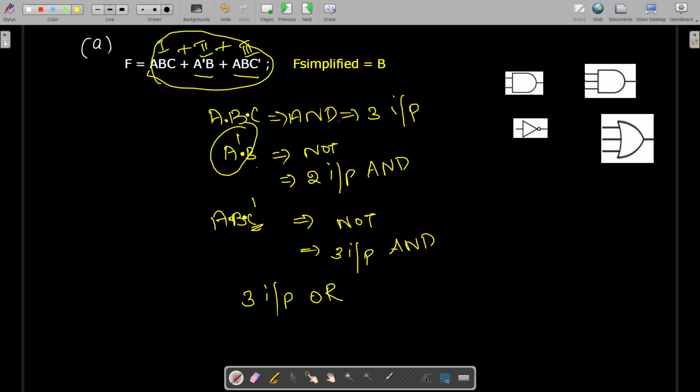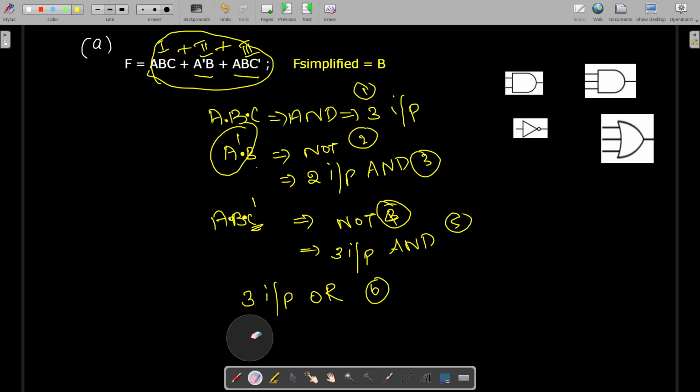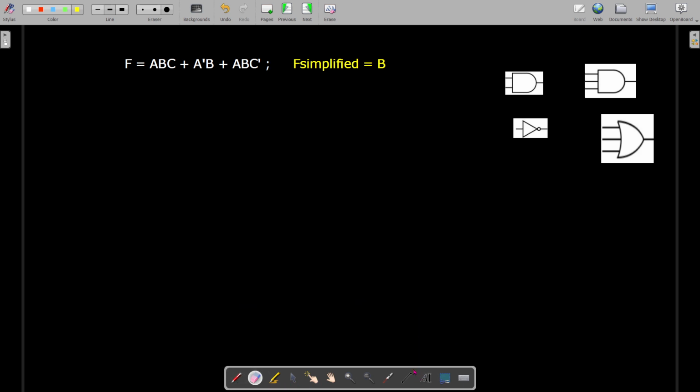So how many gates do we need here? This is one three input AND gate, then one NOT gate, another two input AND gate and another NOT gate, then a three input AND gate. So this is the fifth gate and here we have the sixth gate. So we need 6 gates in order to implement this function using the logic diagram. Now we'll implement the logic diagram. Here we have 3 literals A, B, C, so we need 3 input lines.